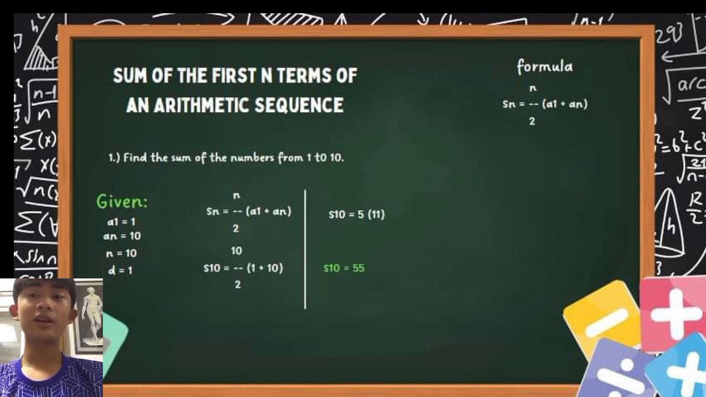After we write our formula, we have to replace our given numbers from what we got. So a sub 1 is 1, a sub n is 10, the number of terms is 10, and the common difference is 1. We are not going to use our common difference since the formula we are going to use is the formula when a sub n is given. So now we are going to solve. 10 divided by 2 is equal to 5. 1 plus 10 is 11. After we write our answers, our last step is to multiply them. So 5 times 11 is equal to 55. So our answer for the sum of the numbers from 1 to 10 is equal to 55.